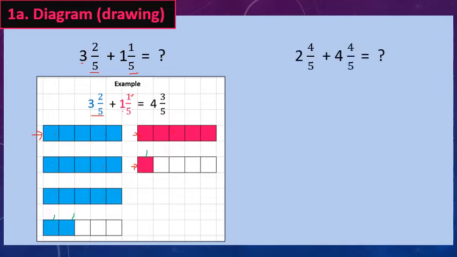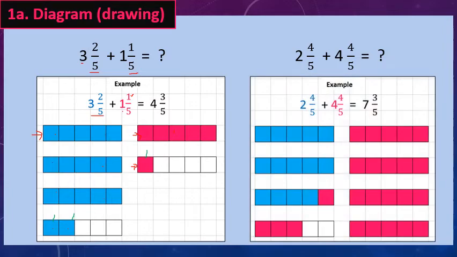Let's look at another example. Here I've got 2 and 4/5 plus 4 and 4/5. Again, I'm talking about fifths, so I'm going to use my line model here. And what I'm going to do is I'm going to have 2 wholes that are shaded blue for my 2 and 4/5, and then 4/5 that are shaded blue. 1, 2, 3, 4. Now I do my 4/5, so 4 and 4/5, sorry. I have 4 wholes on this side, 1, 2, 3, 4.